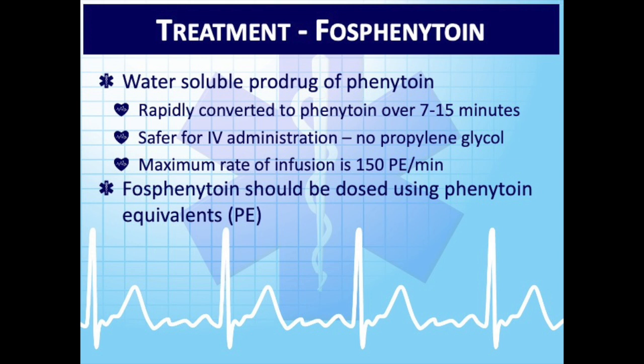All right, fosphenytoin. You guys ever heard of this? All right. The drug companies came out with a drug, fosphenytoin, that's safer and less irritating on the veins itself. Fosphenytoin does not have propylene glycol in it. It's easier to get into solution, and you can actually give it faster. You can give it at a rate of 150 phenytoin equivalents per minute, which is about 150 milligrams of phenytoin per minute.